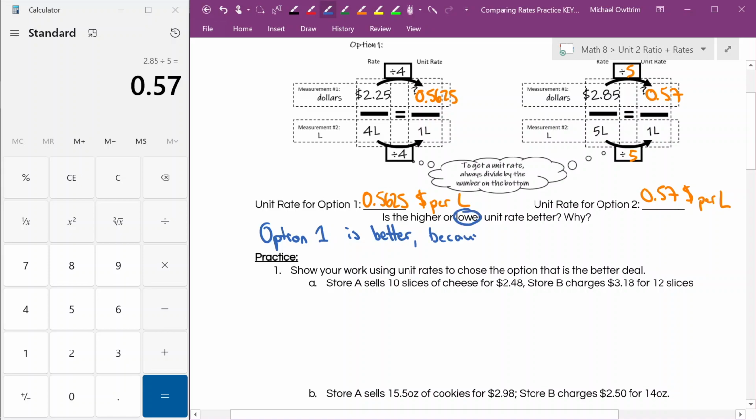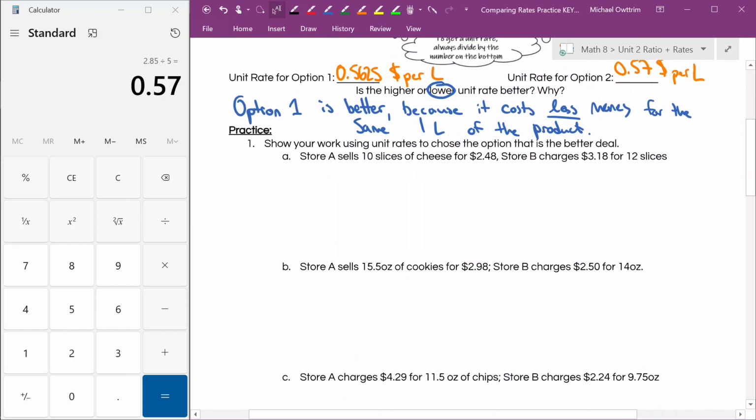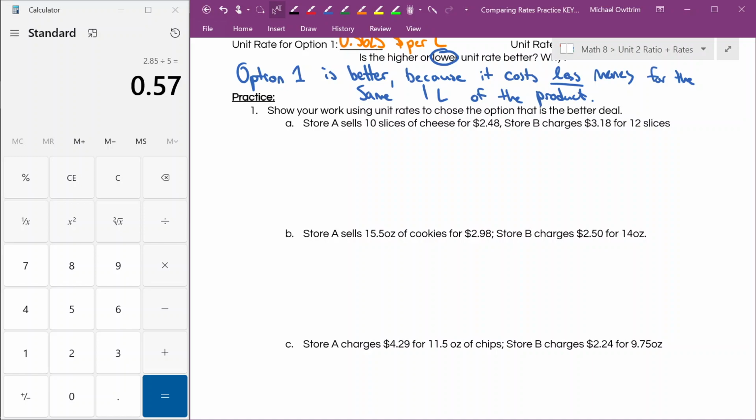And so in our explanation, we'll explain because it costs less money for the same 1 liter of whatever you're buying. So that explanation is really important because, of course, if we had done liters per dollar, we'd actually want the higher number unit rate. We'd want more liters for the same $1. So we can do that same process all the way through these next 4 problems in our practice.